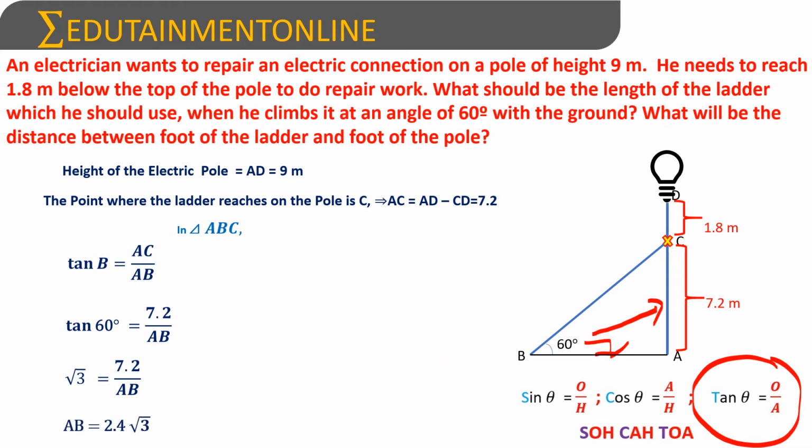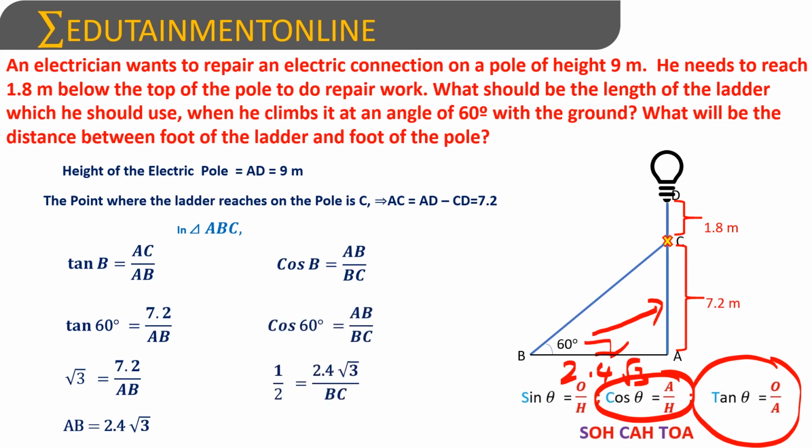Now we have the adjacent side as 2.4 root 3. Now we will find the hypotenuse, which is BC. So for the hypotenuse we will use the adjacent side and hypotenuse. The combination we should use is cos theta, which is adjacent side by hypotenuse. So with respect to this angle, the adjacent side is AB and the hypotenuse is BC. So we can write cos B is equal to AB by BC. Since angle B is 60 degrees, cos 60 is equal to AB by BC, and the value of cos 60 is 1 by 2. And we know that AB is 2.4 root 3.